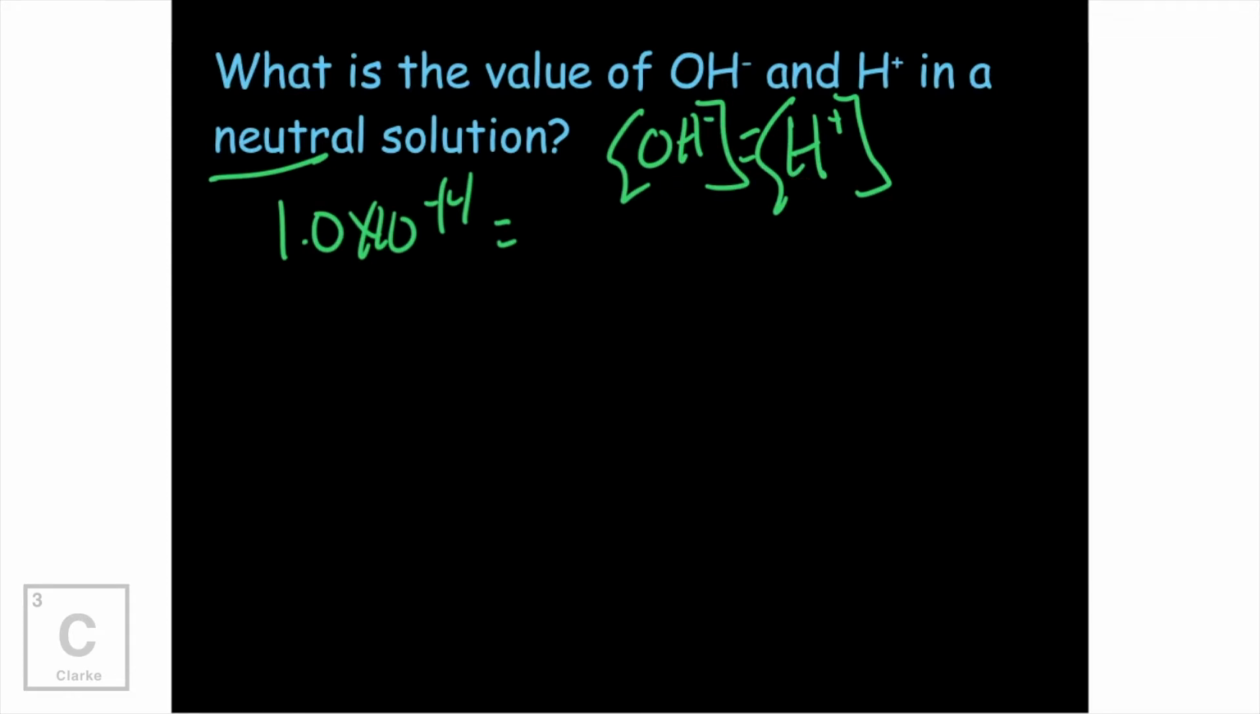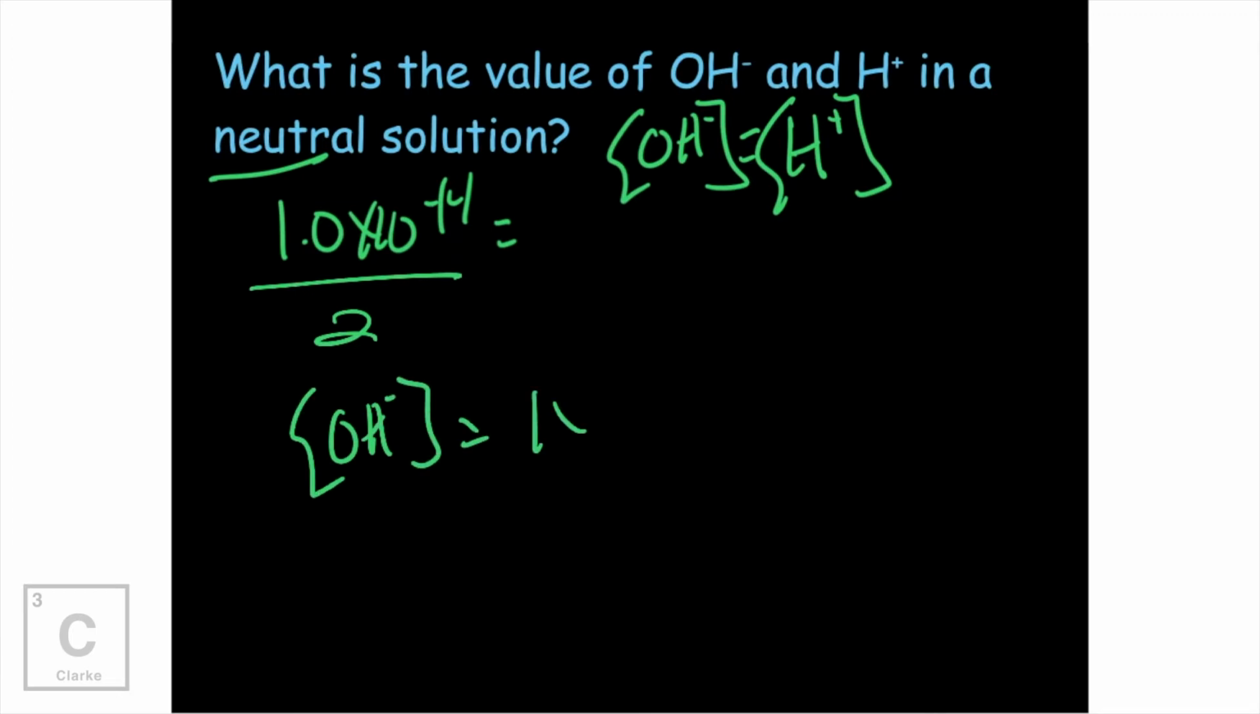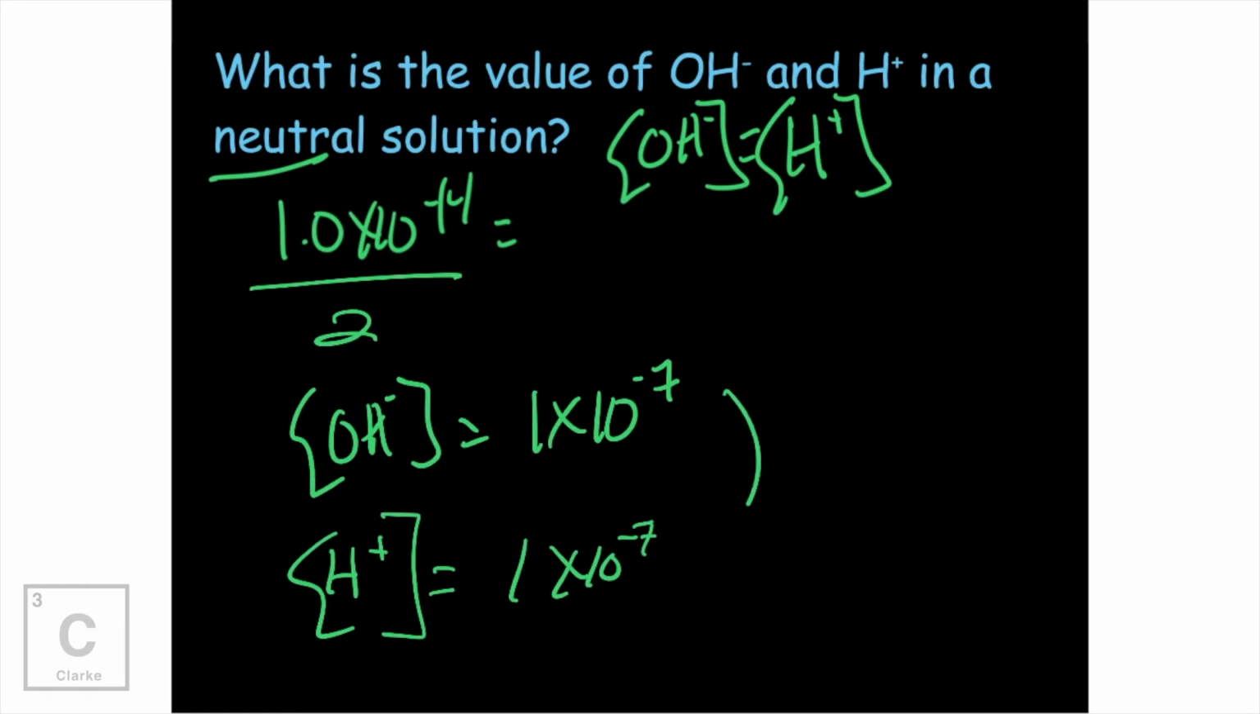So all we're going to do is divide this by 2. 14 divided by 2 tells us that the concentration of hydroxide ion would be 1 times 10 to the negative 7. Cut 14 in half, that's 7. The concentration of the hydrogen ion would also be 7. If we were to multiply these two numbers together, then this is what we're going to get.